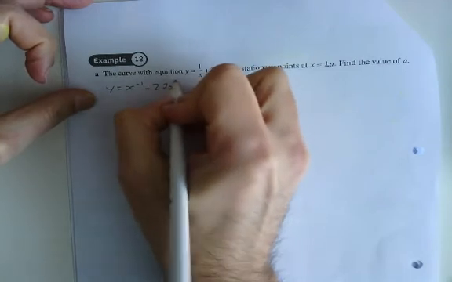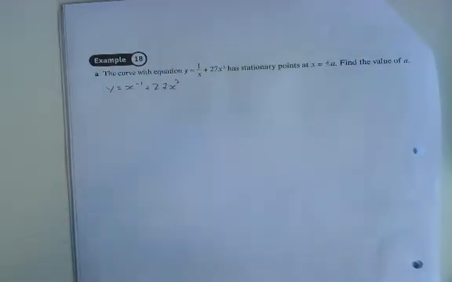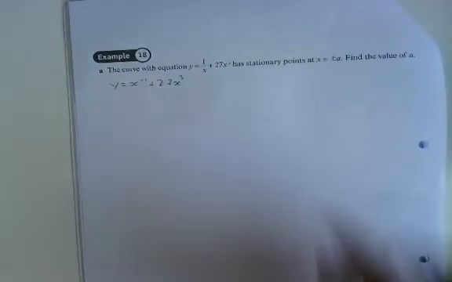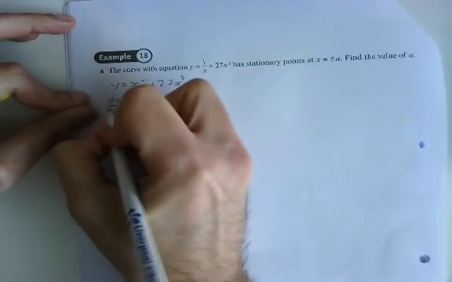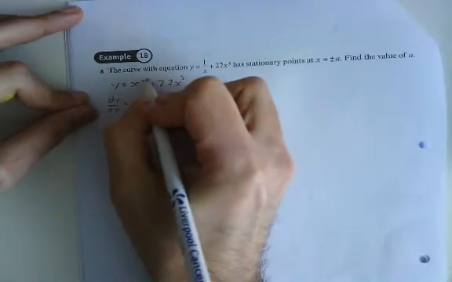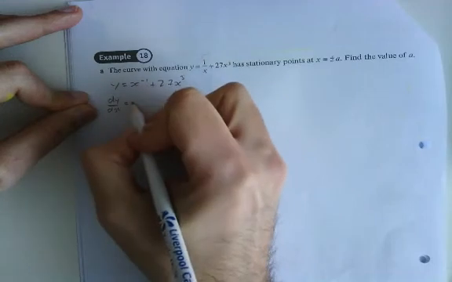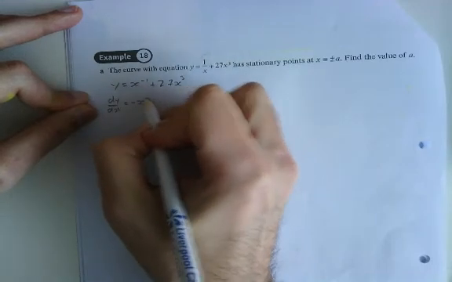We cannot differentiate that at the minute, so we need to write that as y equals x to the minus 1 plus 27x cubed, and then the rest of this is exactly the same as what we've done on the other questions. Figure out where the stationary point is. So figure out dy by dx.